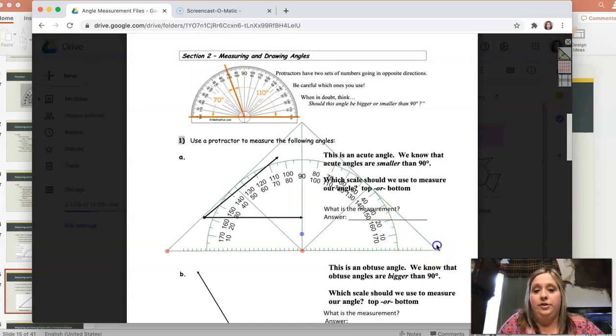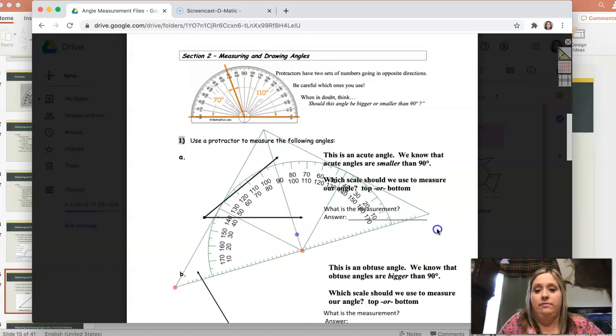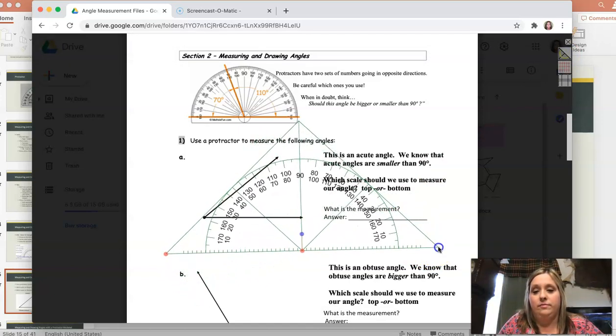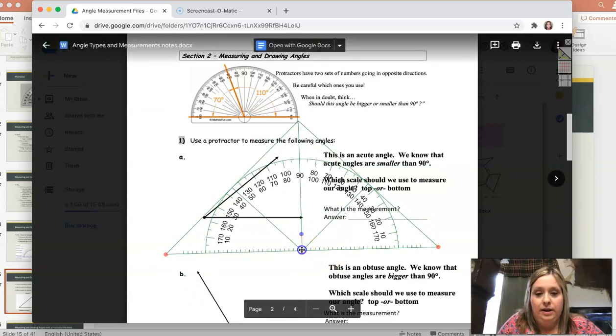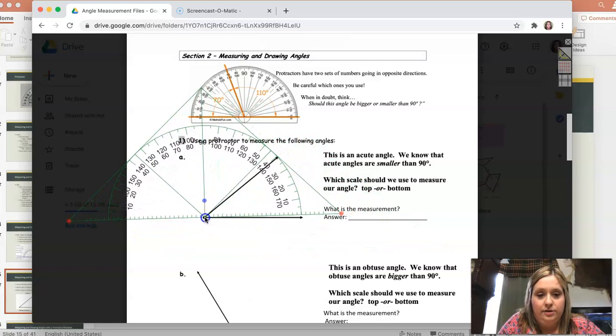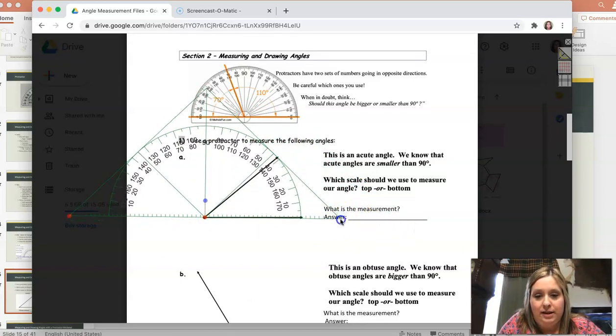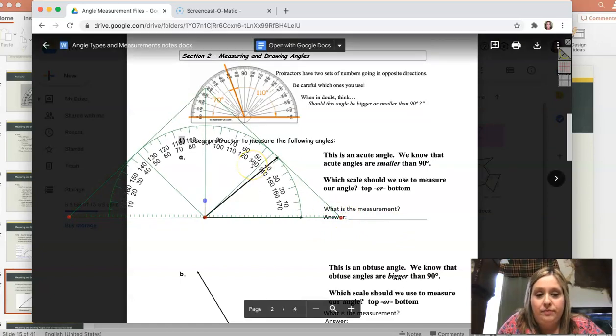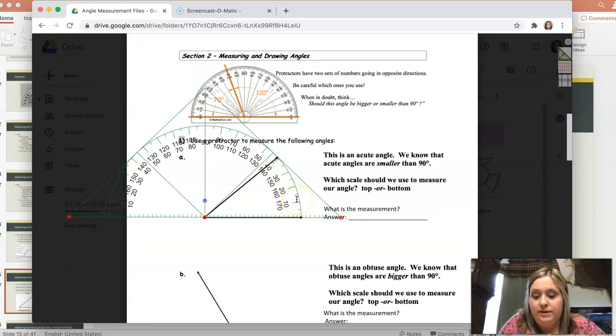So what you can actually do with this, you can rotate it, you can pick it up and move it right in the center. And now, of course, mine's off a little bit because I just rotated it. But you need to make sure that line lines up as close as you can get to the vertex, because if it's a little off, your angle measurement will be off as well.